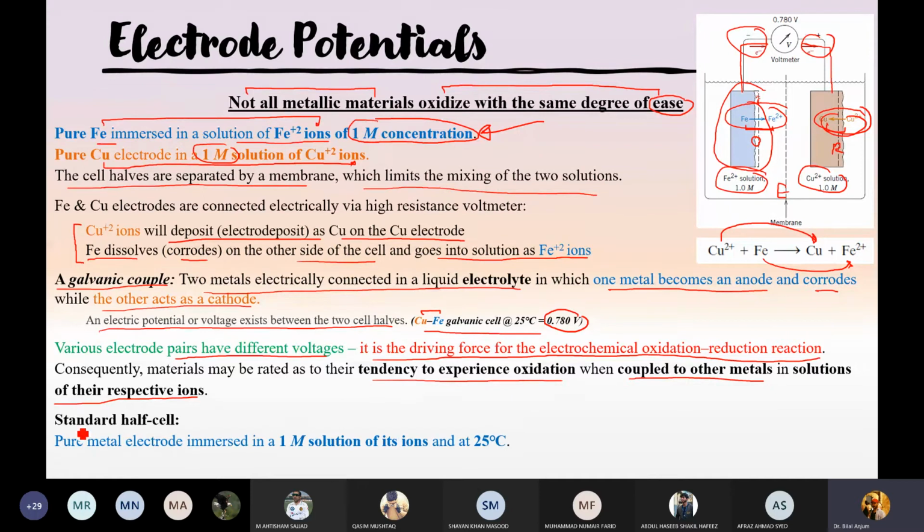That means you can find out the standard half cell potential. A pure metal electrode immersed in its own ions of 1 molarity at 25 degrees centigrade would help you find out the electrode potential. The important thing is, for finding out the voltage, this half cell should be connected to some other cell so that you could have a comparative voltage. Isn't it so?